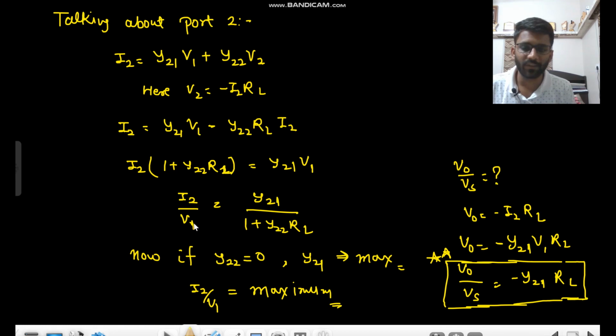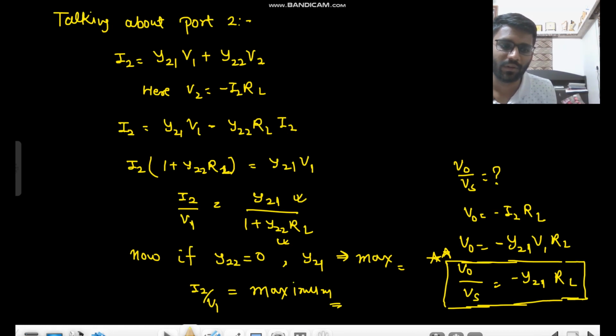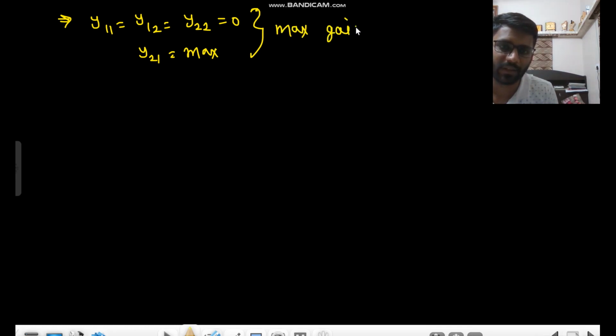And also here you can see if you need to maximize I2, you need to make this one 0 and this one the maximum. So what is the final result we are getting? We are getting that y22 should be equal to 0 and your y21 should be equal to maximum. This is the condition for maximum gain.